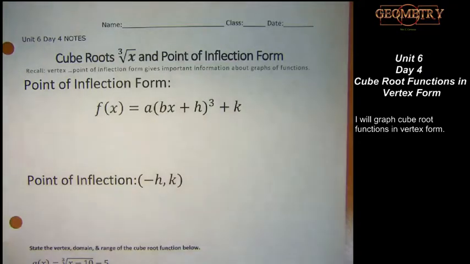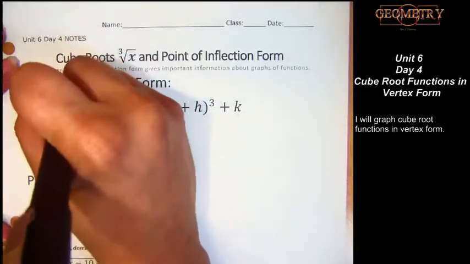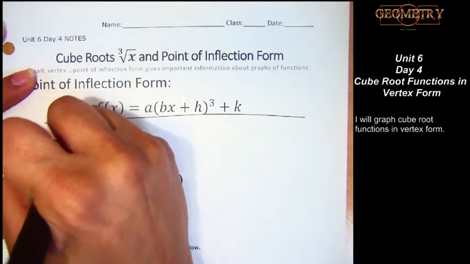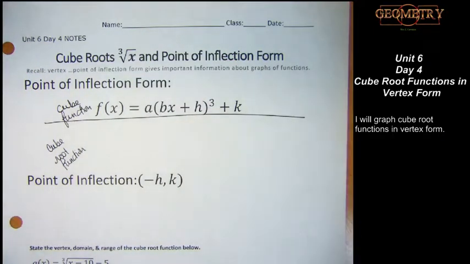Okay, so we're continuing to talk about the cube root function. Today we're going to be discussing it in its point of inflection form, the vertex form. This, however, is not the cube root function. It is the cube function. Very closely related, but not the same thing. So there's our cube function. So let's rewrite our cube root function in point of inflection / vertex form.